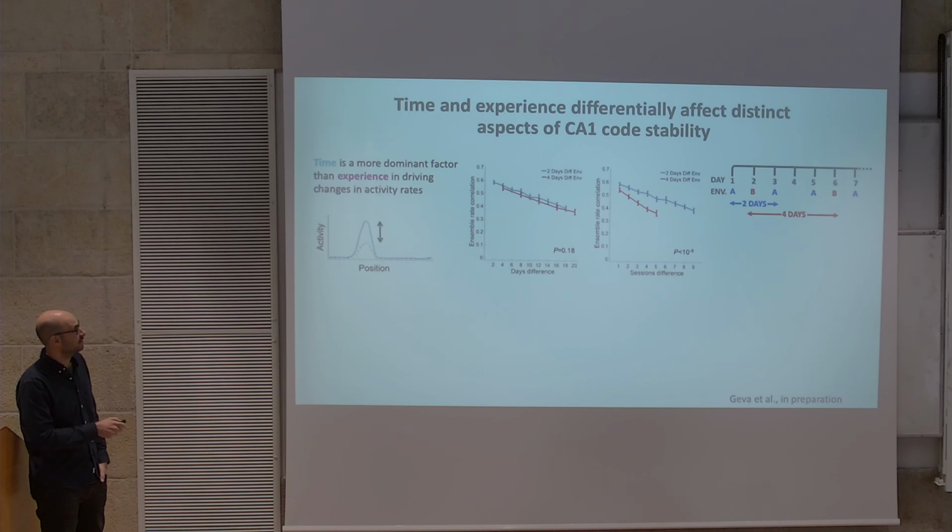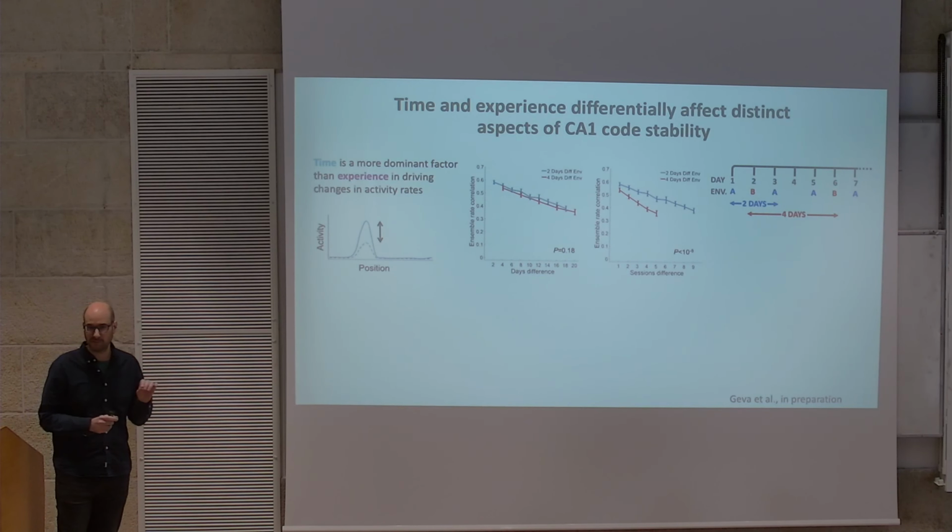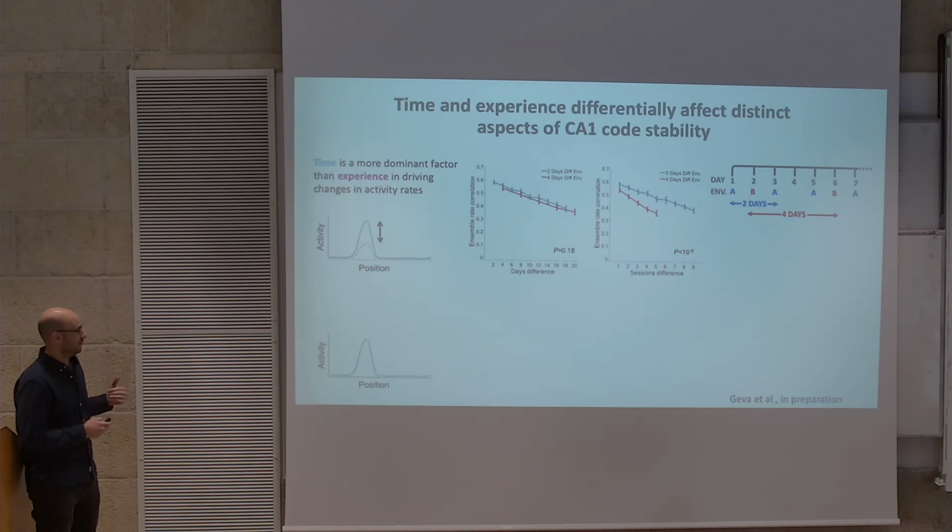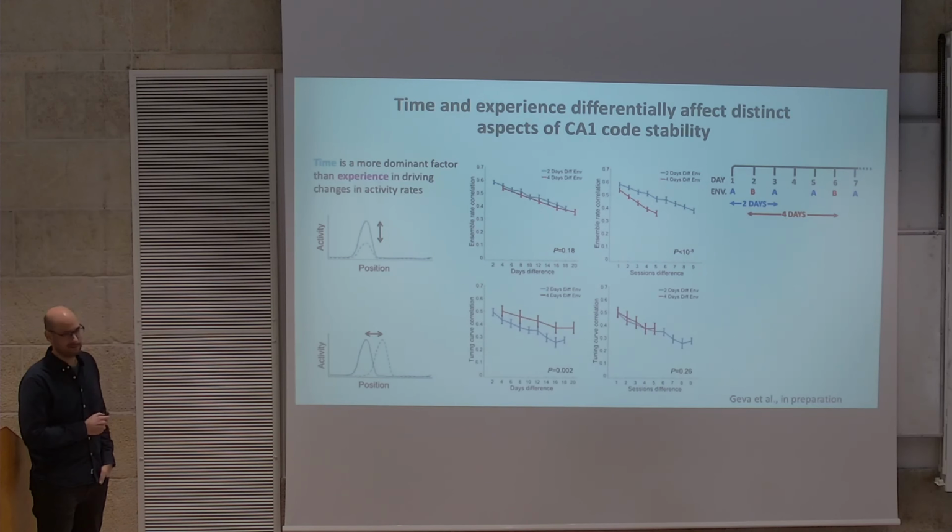Here we analyzed changes in activity rates irrespective of changes in tuning, but we can also look at changes in tuning irrespective of changes in activity rates. And when we do that, we get the exact opposite. Here, when we plot the data as a function of the elapsed sessions, the two curves sit on top of each other, and you can see the difference when you plot the data as a function of the time difference. So actually, the more experience, the more change you see in tuning.